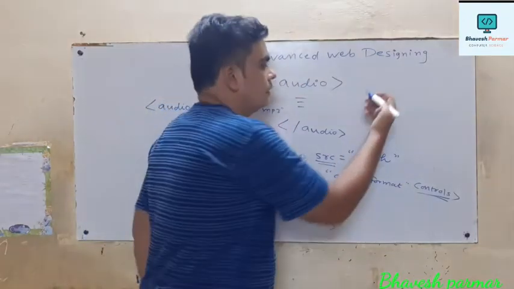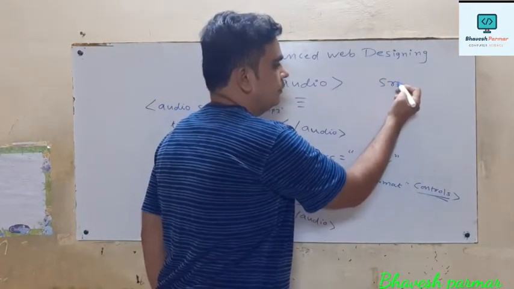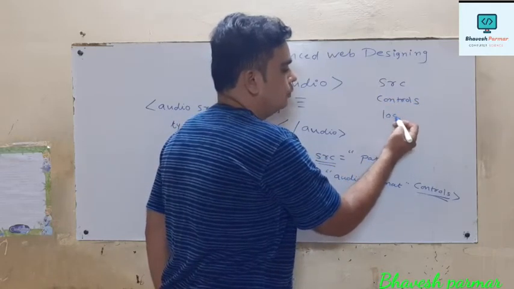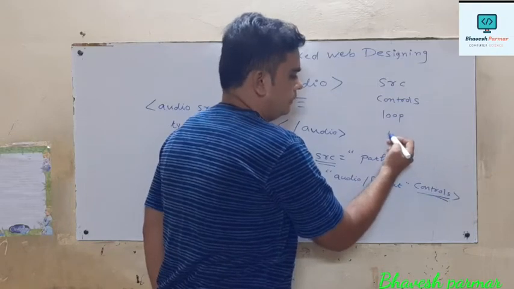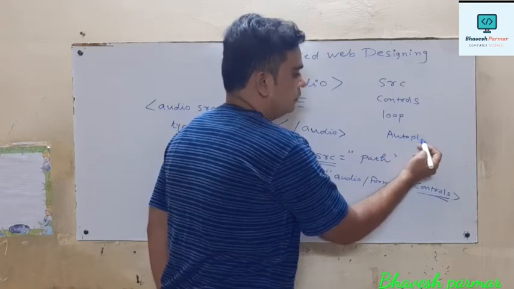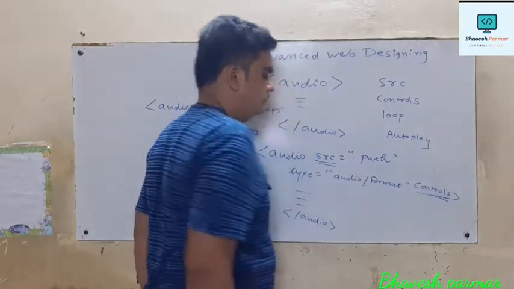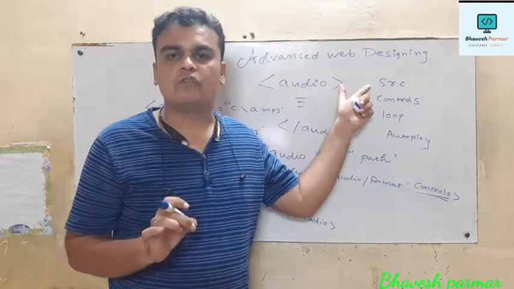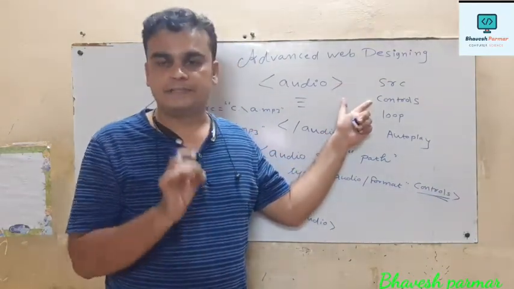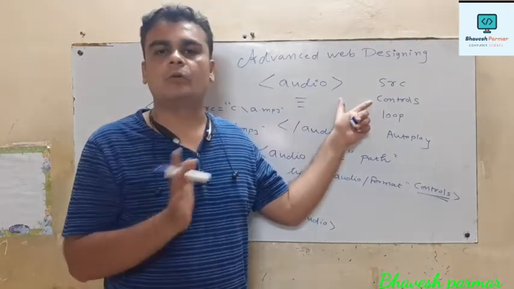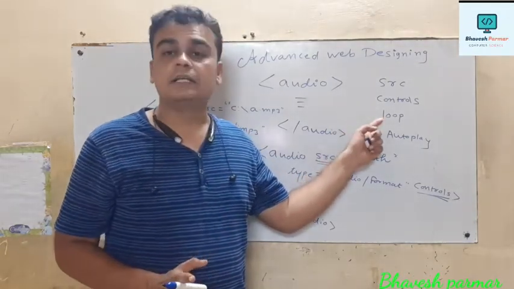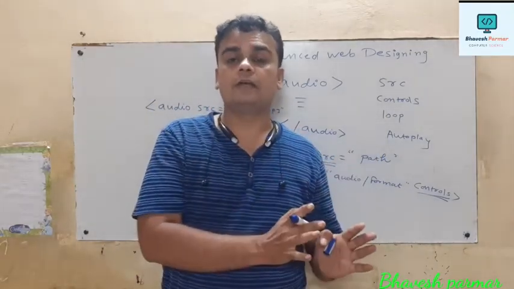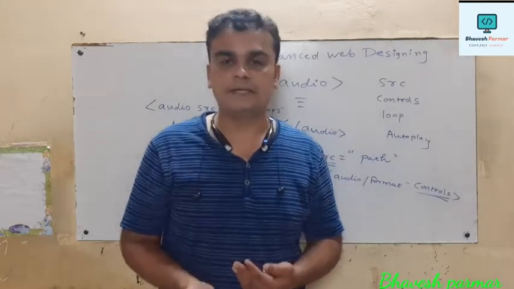So guys, if we see the attributes, the first attribute is SRC, then controls, thereafter loop, then autoplay. As I told you earlier, SRC represents the path of a particular file. Controls represent the play and pause button automatically provided in your web page. Then loop indicates how many times you want to play the particular audio file, meaning you are repeating the file.